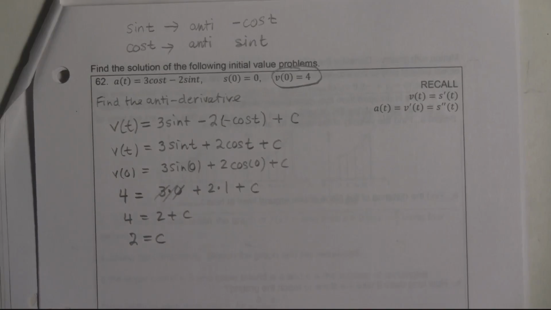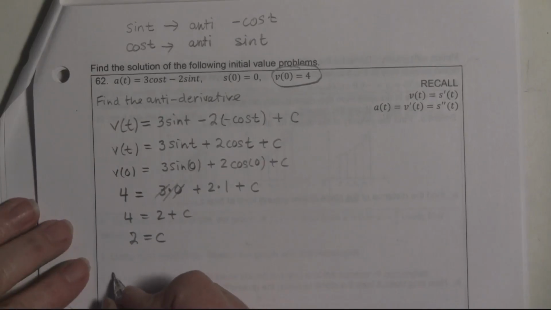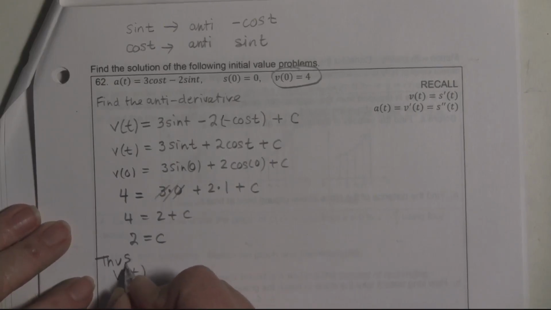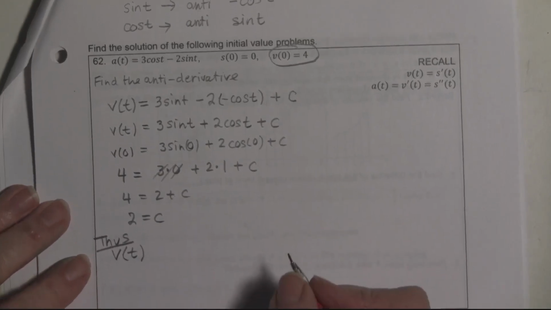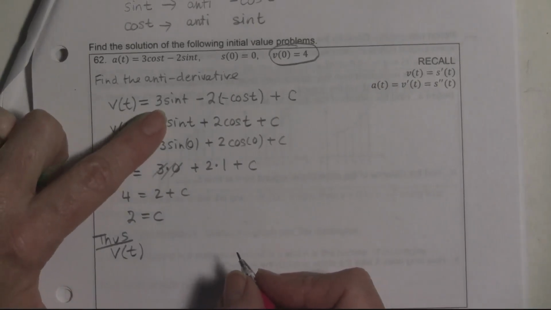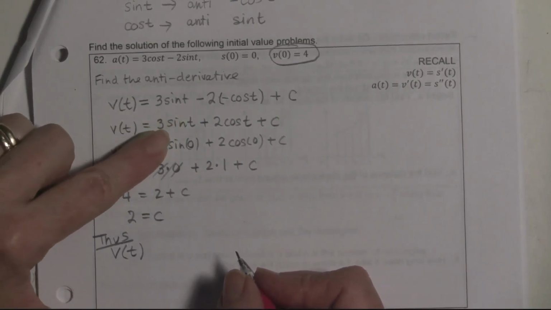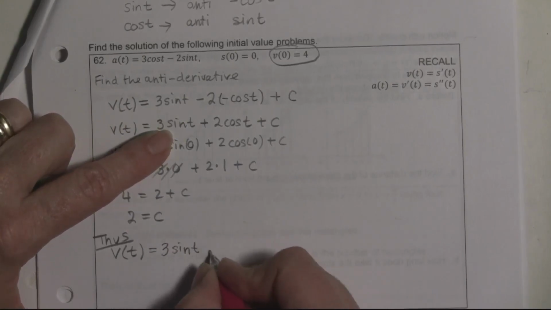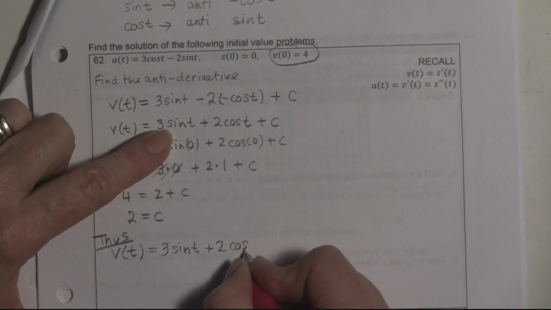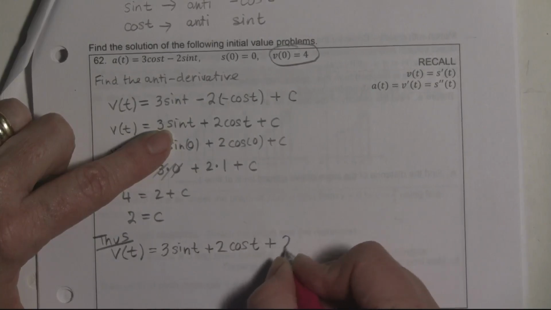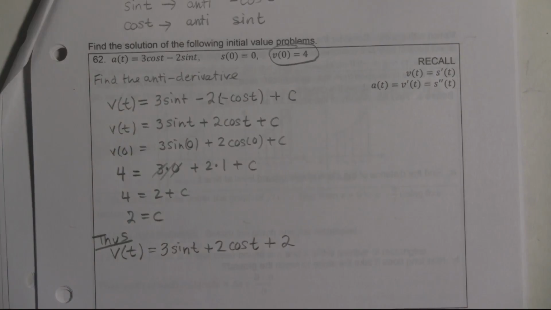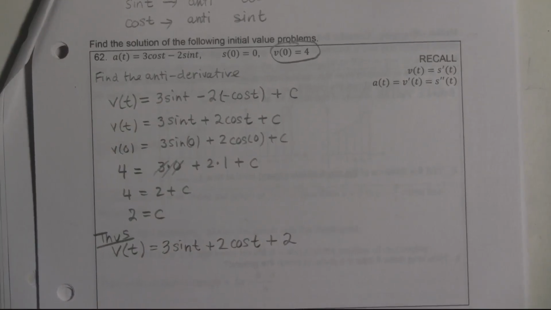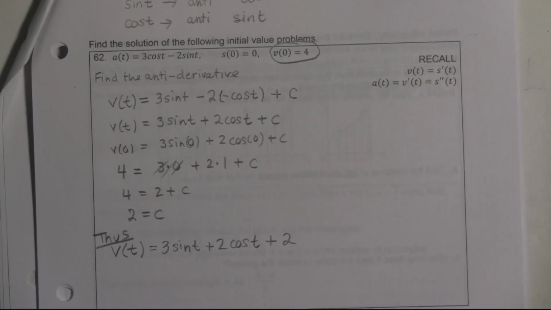And so then I can put this together. V at t, so I'll say therefore, or thus, or whatever you want to say, equals 3 sine of t plus 2 cosine of t, but the constant was 2. So I used that initial value to find the constant 2. And now I have the velocity function. So there's the velocity function.